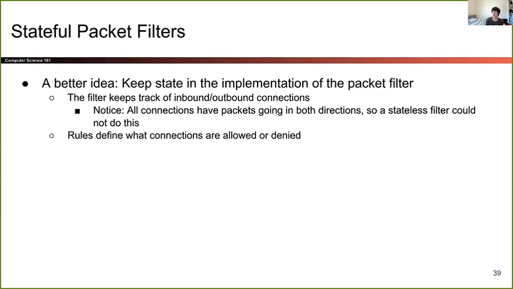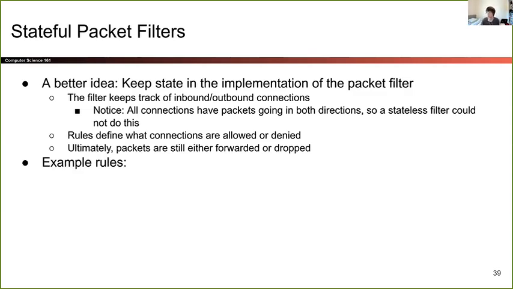Now that we have the idea of connections, we can define what connections are allowed or denied. And ultimately, this filter is still just dropping packets or forwarding them onwards, but now it can have an idea of, this packet is associated with this connection, drop it, or this packet is associated with this connection, forward it on. So some rules that you'll see, and I'll just use some fancy syntax here because it's good to get you exposed to it, I suppose.